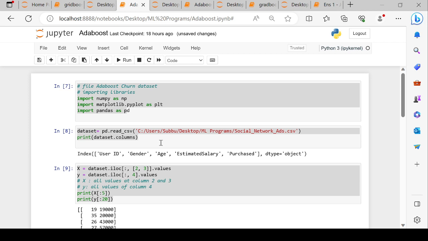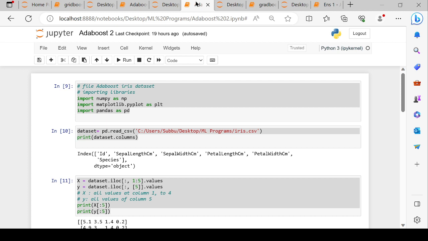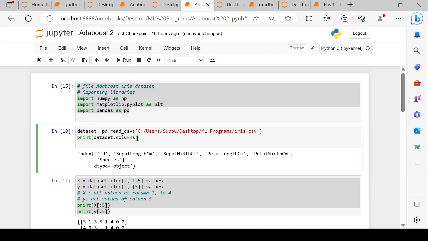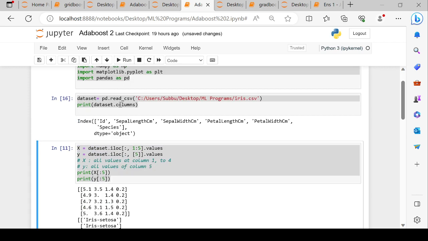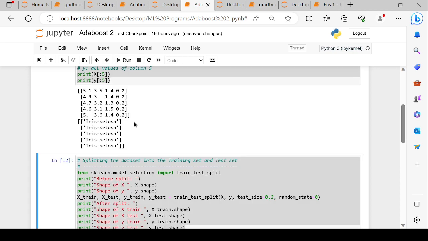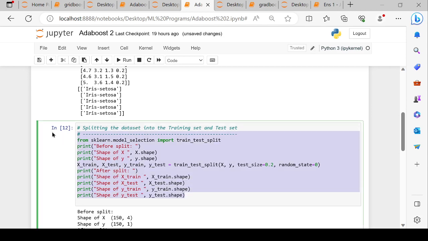Done. Now we'll repeat the same example, the same algorithm, for another data set. That's our popular data set, the iris data set. You will get a better accuracy. Do all this: import libraries, assign the data frame, then assign X and Y, and split the data set into training and test set.